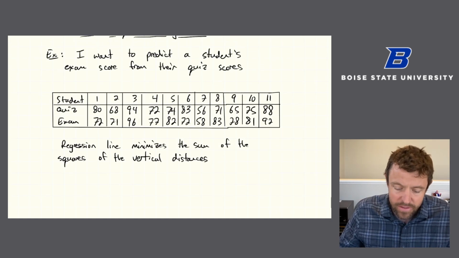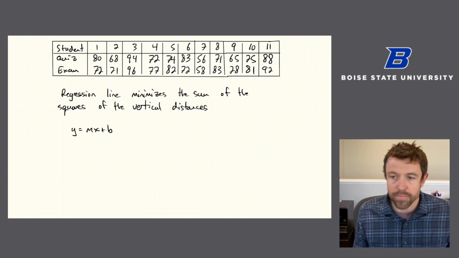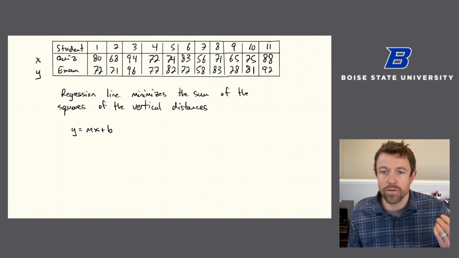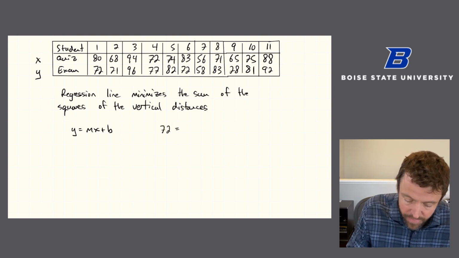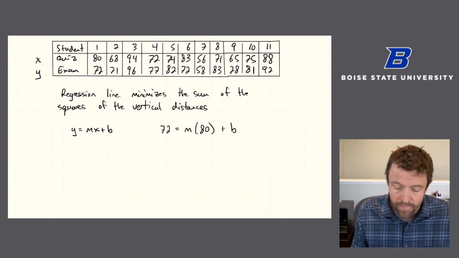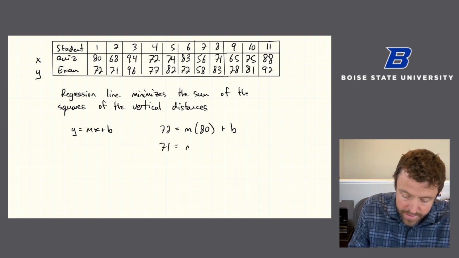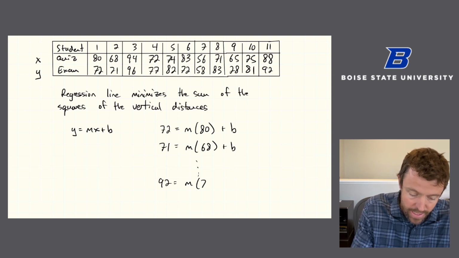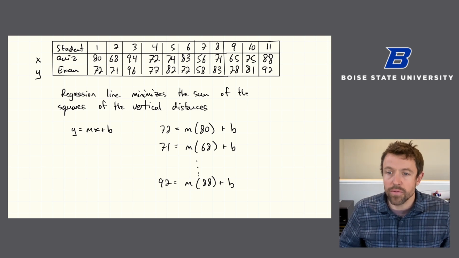Because another way of phrasing this question is, look, I want an equation of a line, y equals mx plus b, and I want that line to contain all of these points. Now, the quiz is predicting the exam score. So the quiz is x, the exam is y. For instance, if y is 72, I want this to be true, right? And I also want, if y is 71 and x is 68, a true equation. All the way down to the final one, if y is 92 and x is 88, I want all these 11 equations to be true.